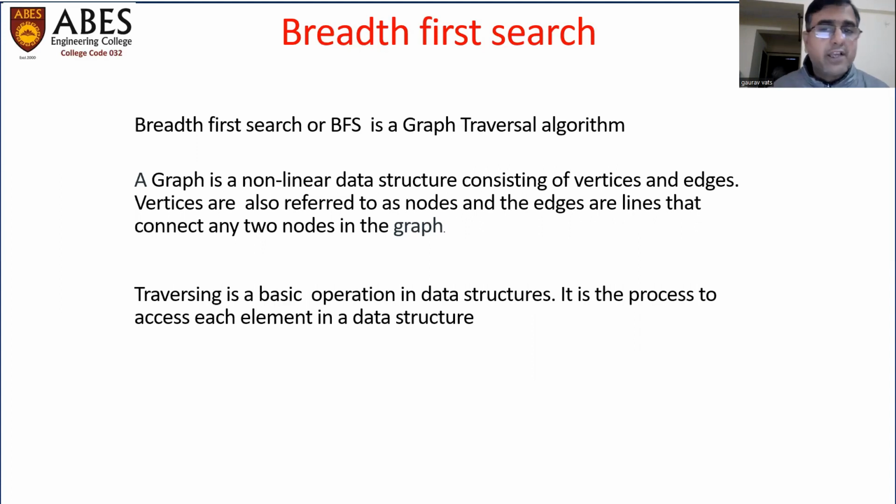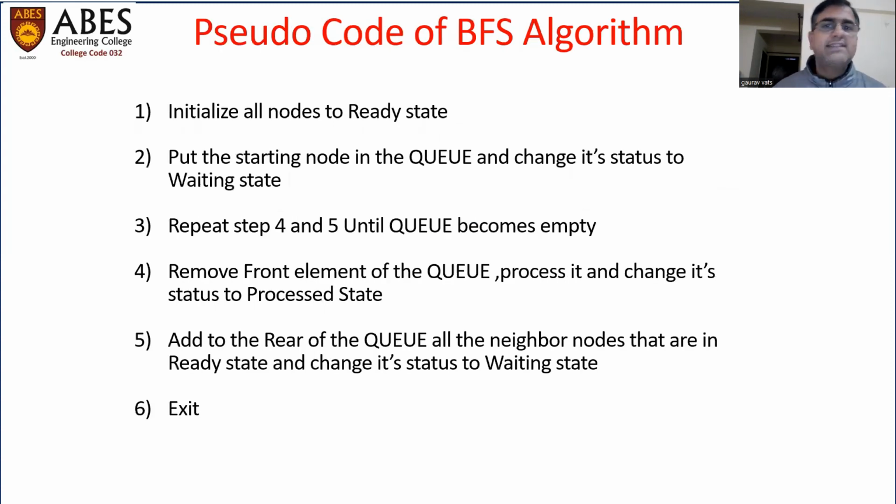So if you're talking about graph traversal algorithms, there are two algorithms out there, breadth first search and depth first search. The first one is BFS or breadth first search. Now, what is breadth first search? I have already told you. What is the pseudocode of breadth first search? This is the easiest pseudocode for the BFS algorithm.